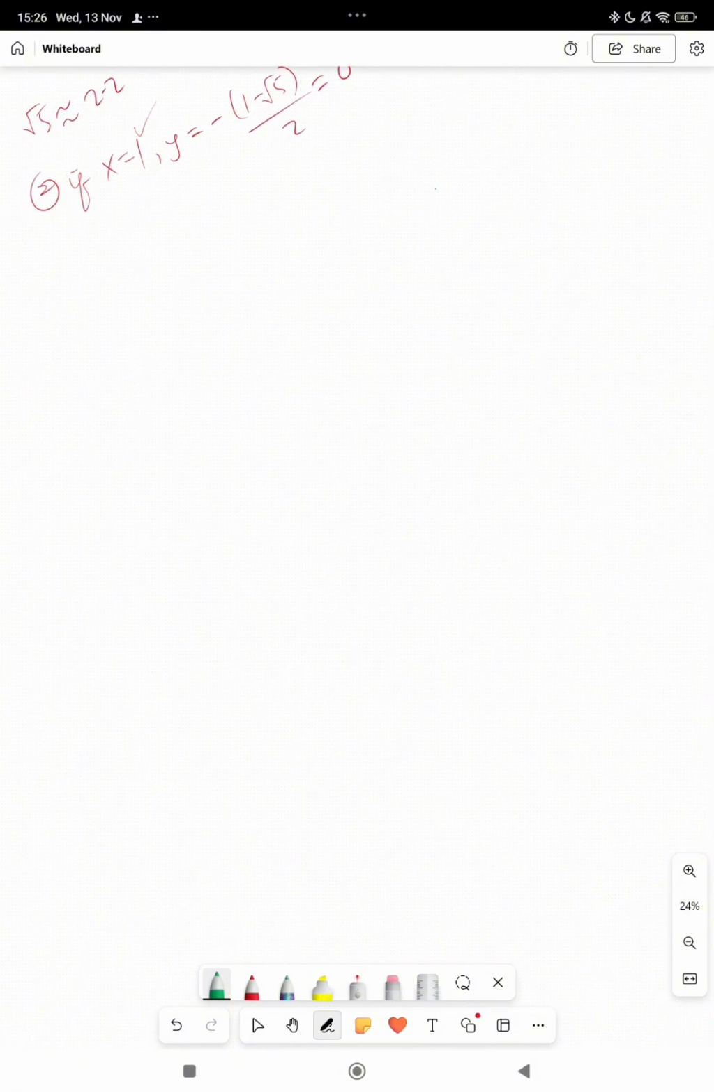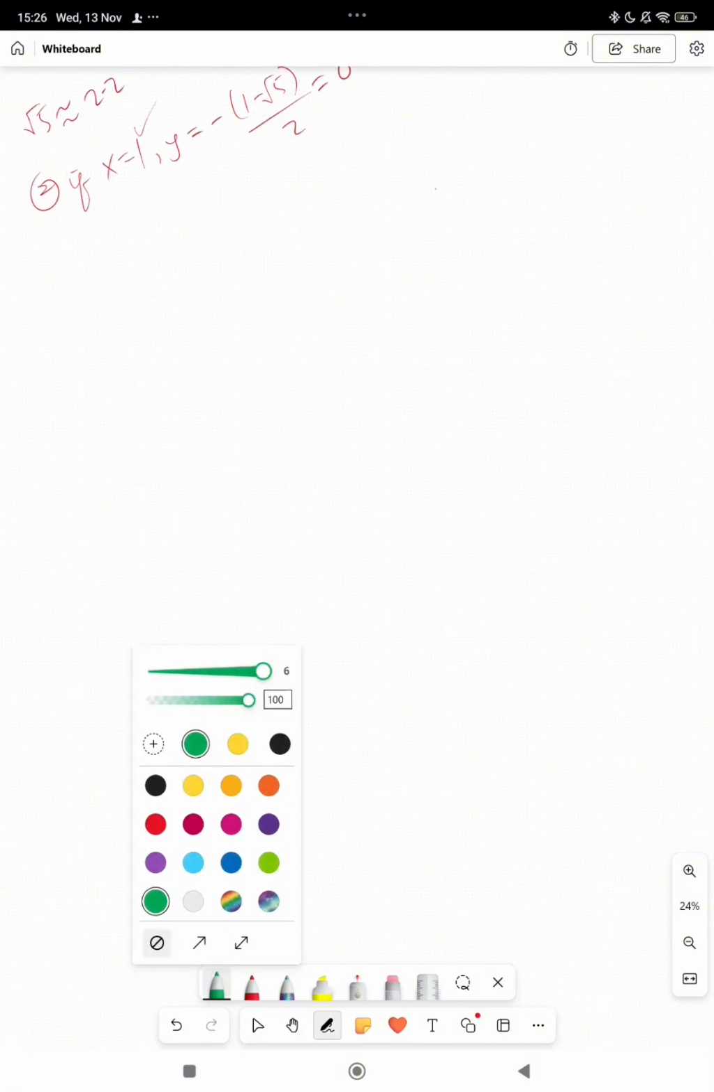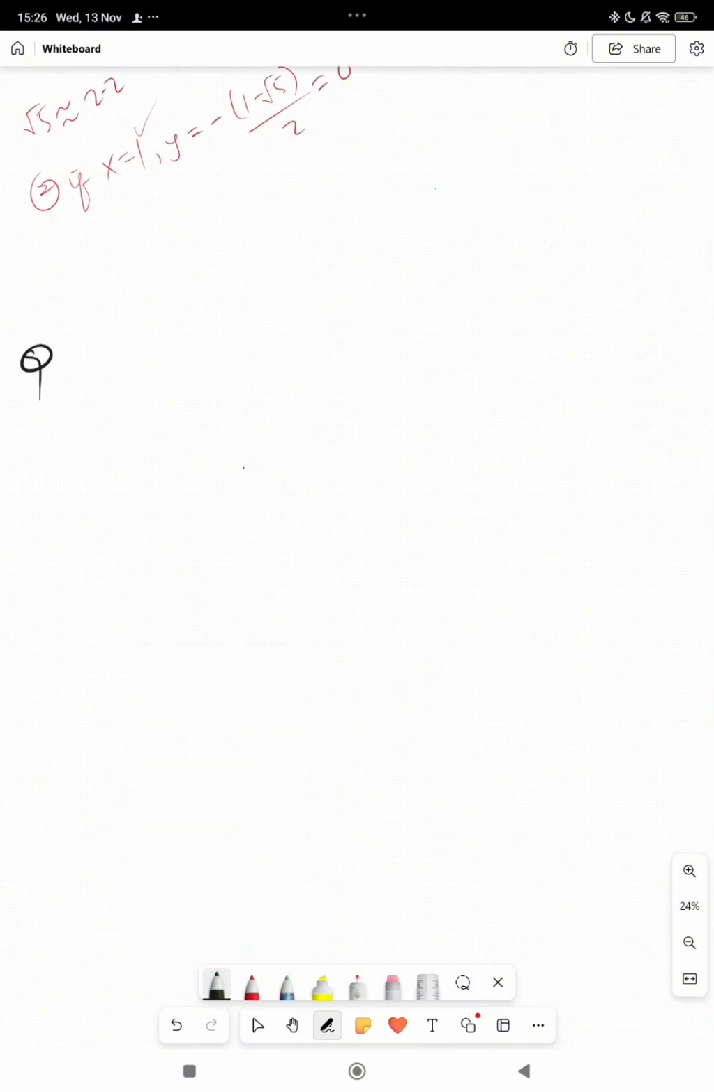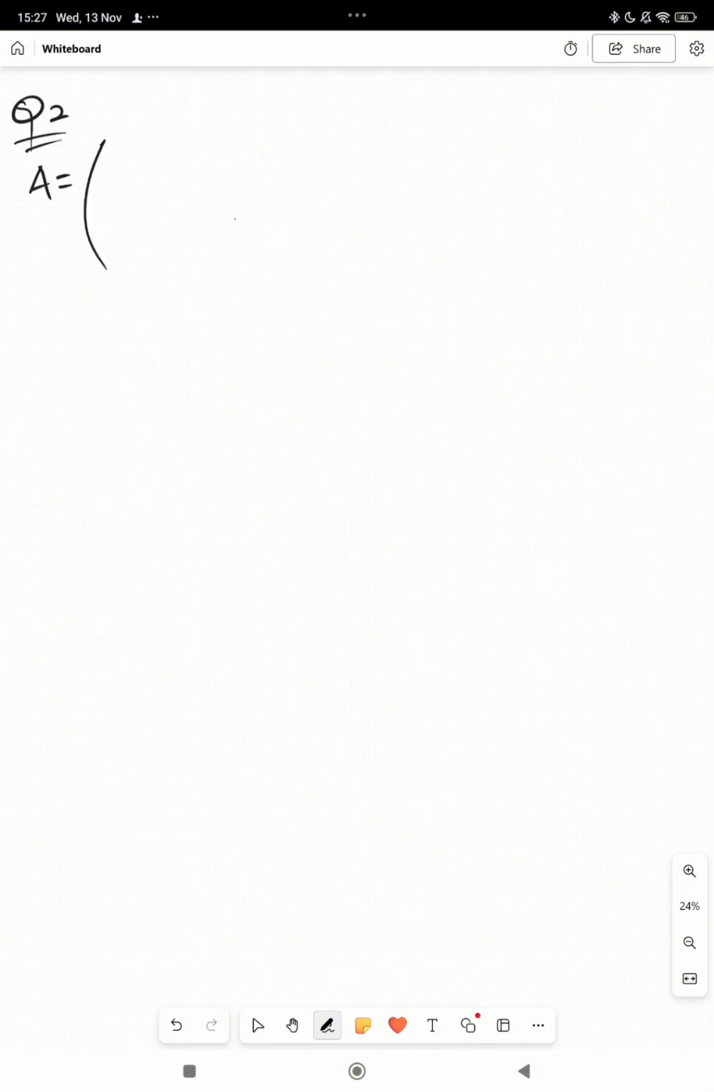So for question 2, let us represent our matrix by A and write down our values: alpha plus 1, beta, beta, and alpha minus 1. Now, there's no need to put in the values for alpha and beta right now. I'm going to show you the reason why.